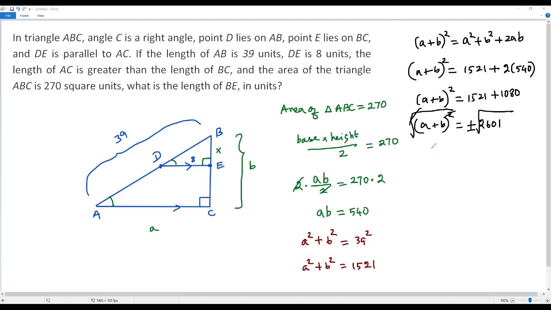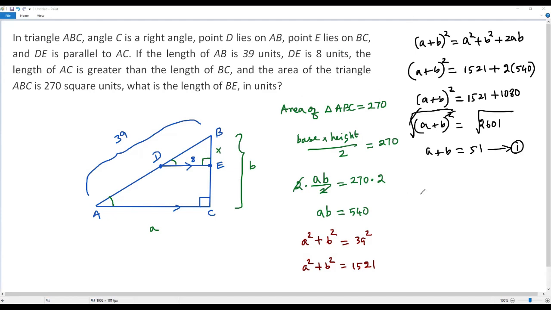Okay, here on the left side, we have a plus b. A and b are the lengths of the two legs of the triangle. When I add the lengths of the two legs of the triangle, it cannot be negative. So we don't have to consider positive or negative sign over here. We can consider only the positive sign for this value. And let me get the square root of 2601, that is 51. We get a plus b equals 51. And I consider this equation number 1.